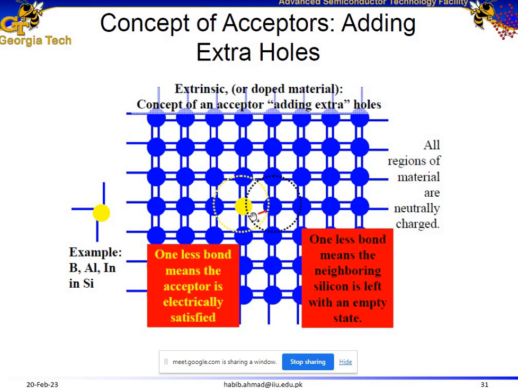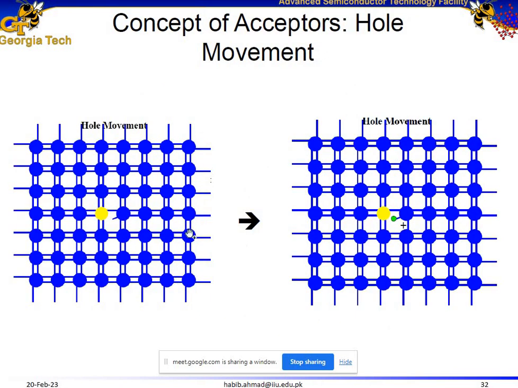One less atom also means that the neighboring silicon atom is left with an empty state. So basically we have an absence of electron over here, which means we have introduced a hole into the crystal lattice. Now, why is the concept of hole also important? Because here we don't have a link, a bond over here. So what happens is, over time, this electron from the neighboring atom would jump from this bond to this missing link.